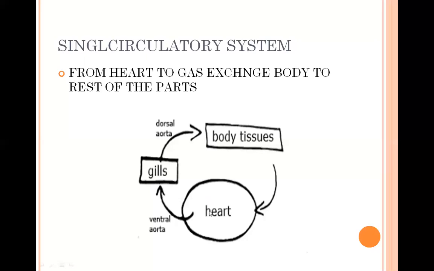Take a fish. The fish heart has blood. The heart pumps the blood directly to the gills, and the gills pump blood directly to all parts of the fish. This is a single circulatory system. Why is it called a single circulatory system? Because it has only one circuit: heart, gills, body tissue, and again back to the heart. There is no double crossing in between. That is why it is called a single circulatory system.